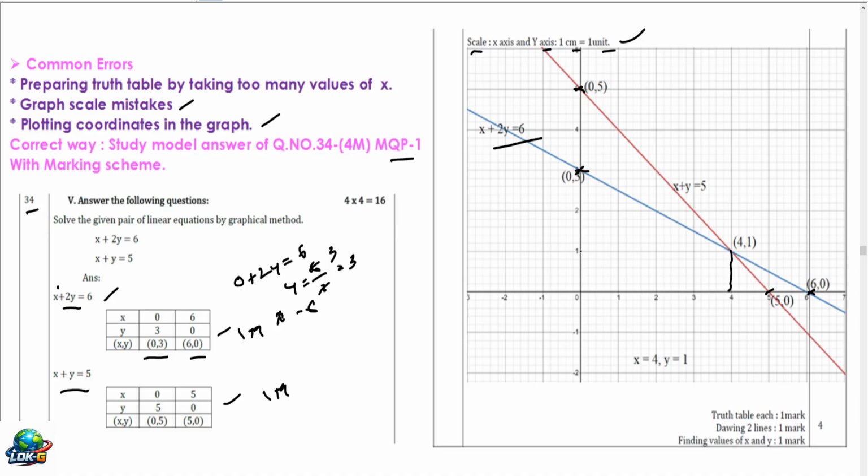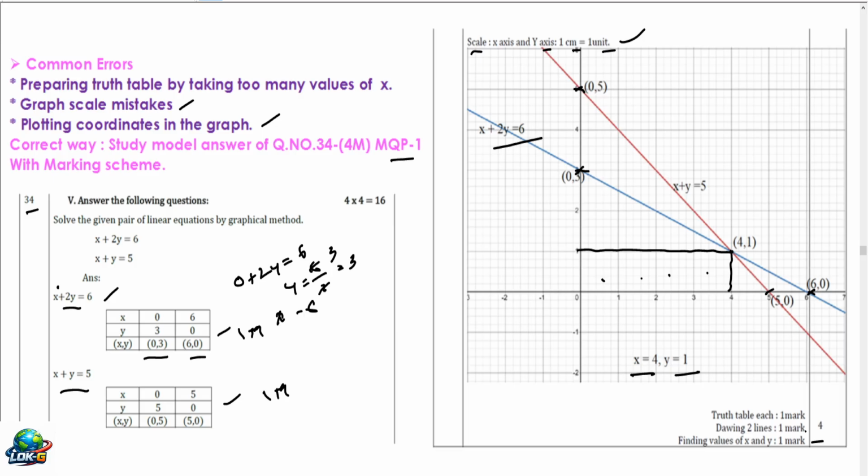How to identify the point? You count the boxes here. How many boxes here? 1, 2, 3, 4 boxes. Therefore, x coordinate, the abscissa, is 4. Ordinate is 1. Therefore, 4, 1. Therefore, solution is x is equal to 4, y is equal to 1. If you write the solution, you will get 1 mark.